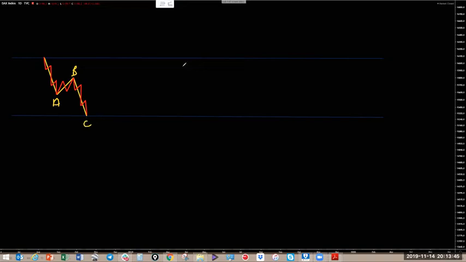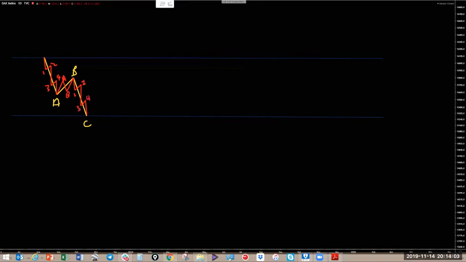So now if it's a 5-3-5 structure, you can label it as A, B, and C. How do we label this? Label it as 1, 2, 3, 4, 5. Here it's A, B, C. C is 1, 2, 3, 4, 5 as well. That is a zigzag. A, B, C.